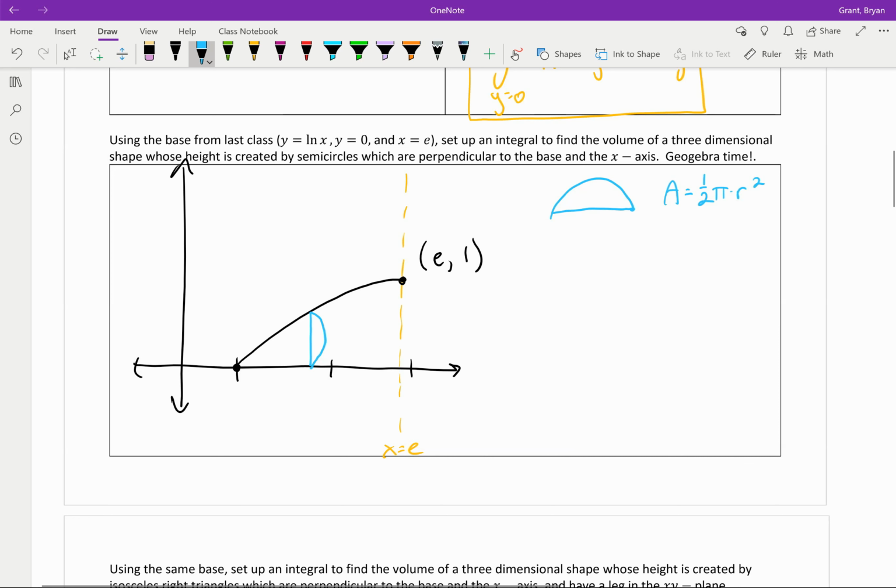The area of a semicircle is half of pi r squared. So let's try to write our area function. Area function's a little bit more challenging. That's why we saved this for today. Well, the area is going to be 1/2 times pi times the radius.